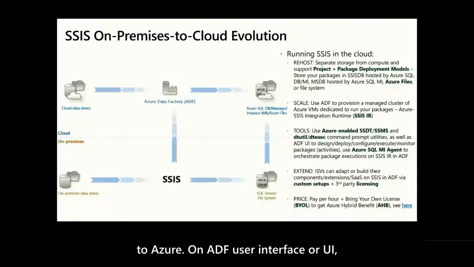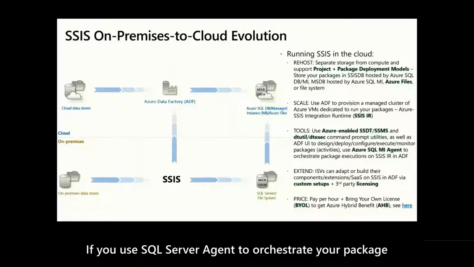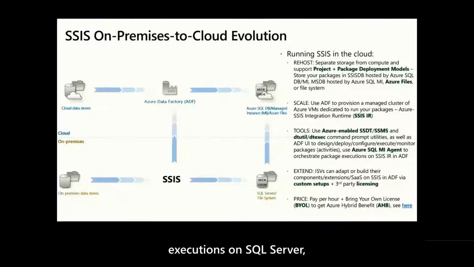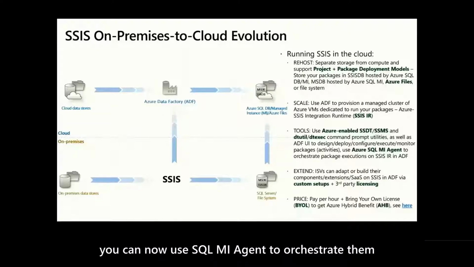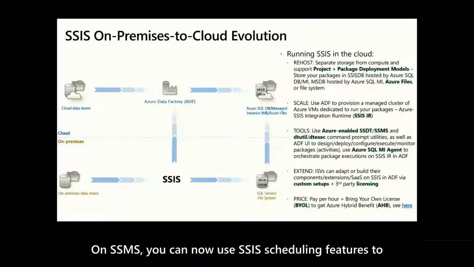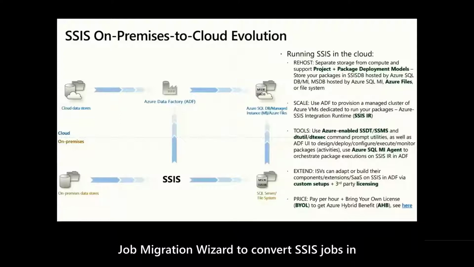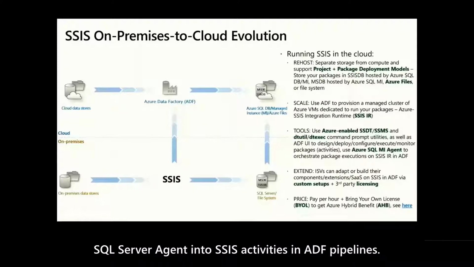On ADF user interface or UI, you can configure your package execution as first-class SSIS activities in ADF pipelines. If you use SQL Server Agent to orchestrate your package execution on SQL Server, you can now use SQL MI Agent to orchestrate them on SSIS IR in ADF. On SSMS, you can now use SSIS scheduling features to auto-create SSIS activities in ADF pipelines, or SSIS Job Migration Wizard to convert SSIS jobs in SQL Server Agent into SSIS activities in ADF pipelines.